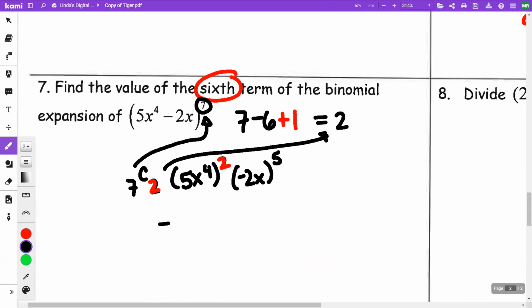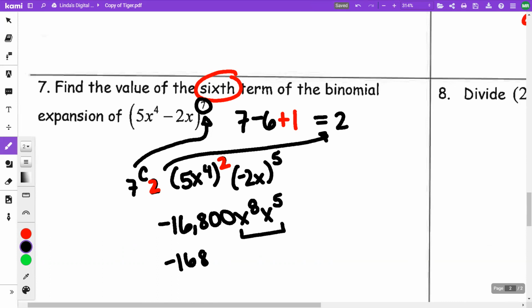I ended up getting -16,800 x to the 4th, x to the 5th, sorry, x to the 4th raised to the 2nd, so that's going to be x to the 8th. I apologize. And then I can clean that up. So that's going to be -16,800 x to the 13th.